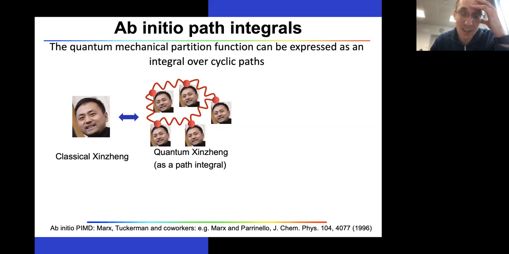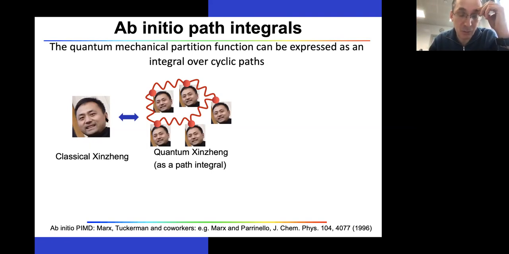So in Feynman's path integral approach, you want to represent a quantum object as a series of classical replicas that are all coupled through harmonic spring constants, and the spring constant of the harmonic oscillator depends upon temperature and mass. And so the lighter the mass or the lower the temperature, the more delocalized the quantum object becomes.